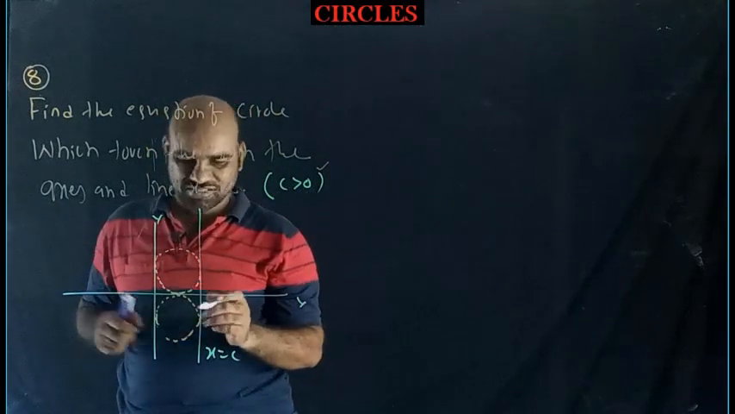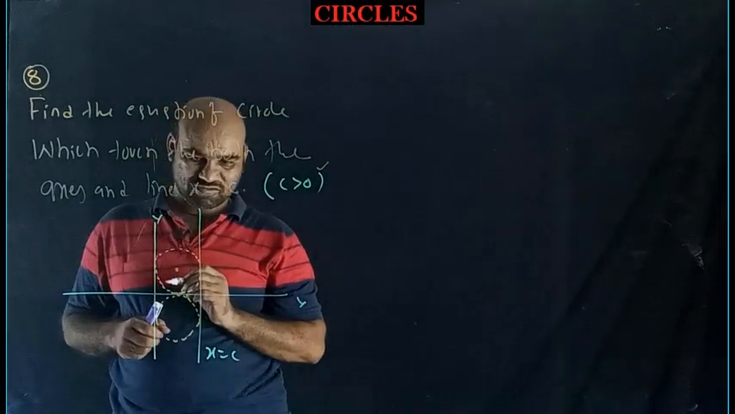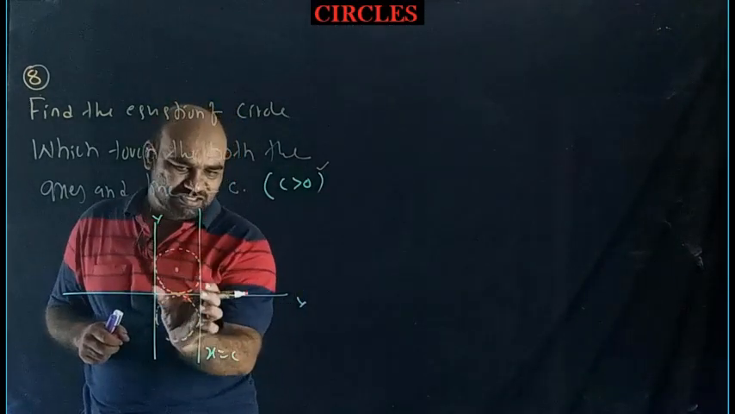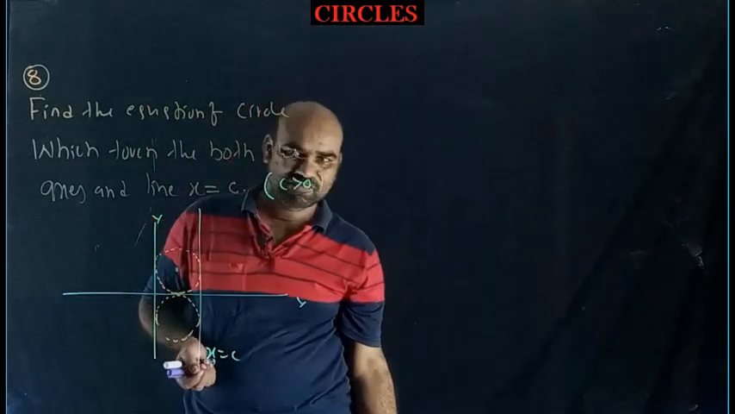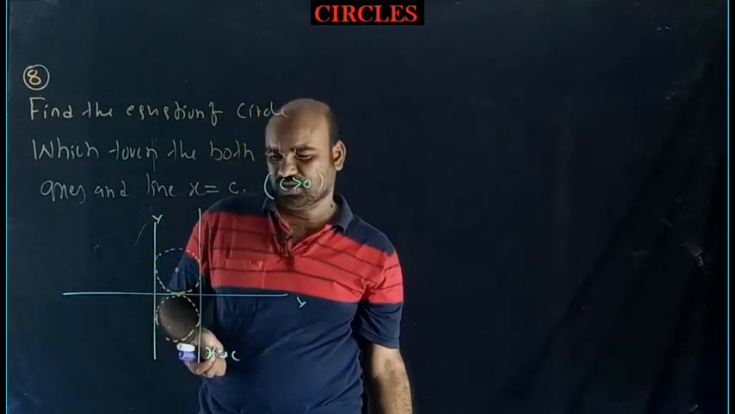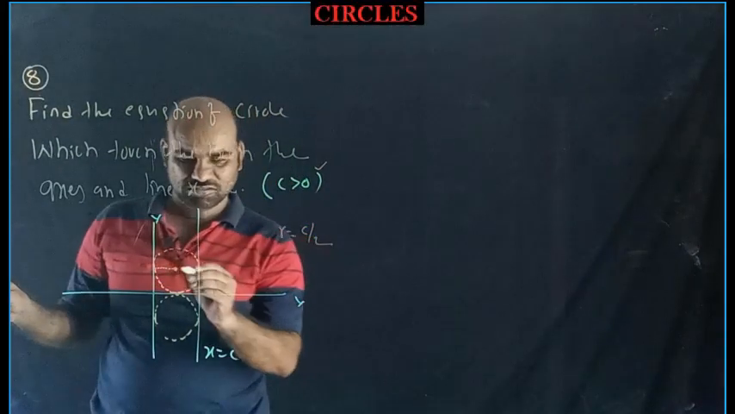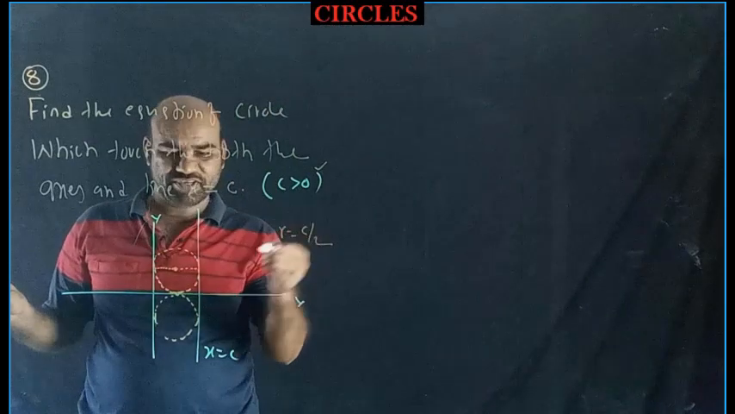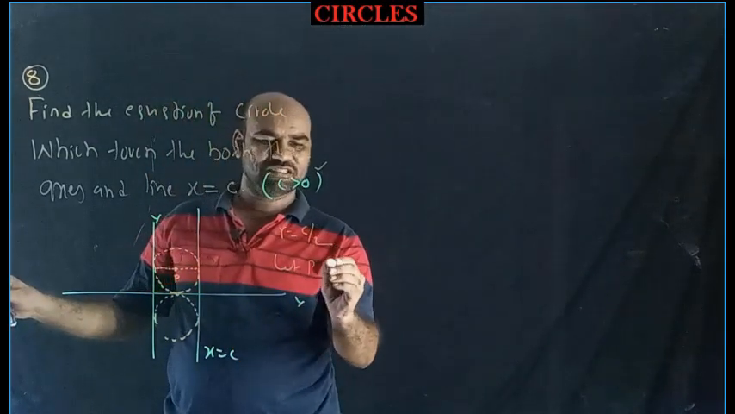Interesting thing is, center and radius you want. Automatically, this length is nothing but c, meaning the diameter of the circle is c, and the radius is c by 2. Now we want to find the coordinates of the center. Let P be the center.